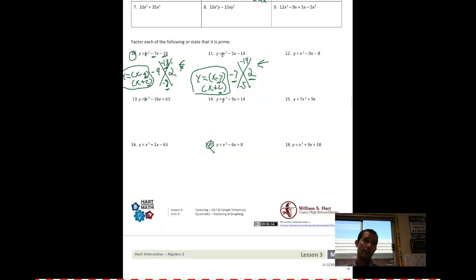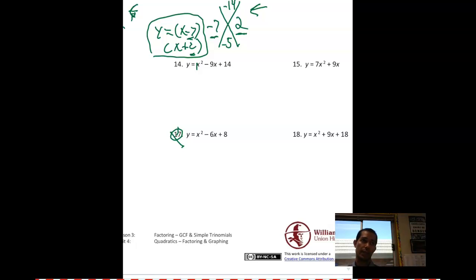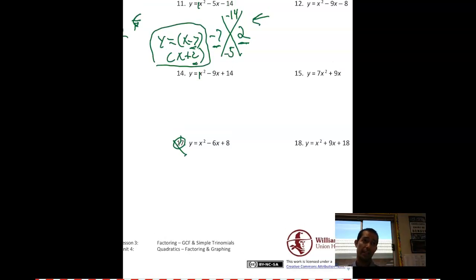Sometimes, let's just do 17 real quick. Sometimes if you just understand what's happening, we can just write down the answer. So for 17, what are two numbers that multiply to 8 that add up to negative 6? That's just x minus 4 times x minus 2. Once you start getting better at this, you can just write down the answers because we understand that the numbers have to multiply to the last number, but add up to the number in the middle, okay?